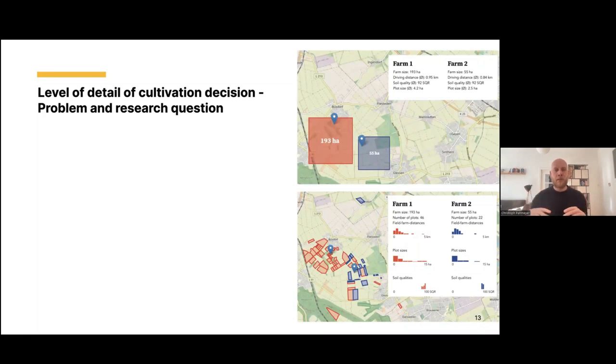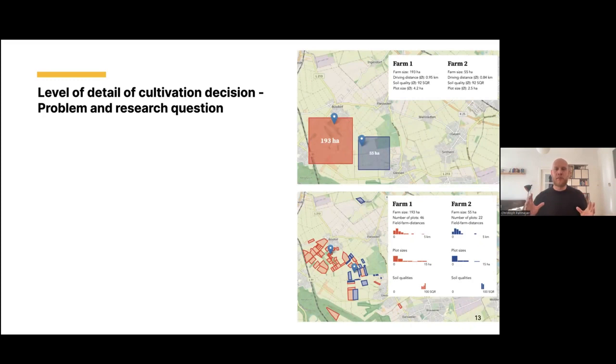And all we knew was, okay, this farm is this big, but we didn't know the single plots, where they're located, what the soil properties are, what the soil qualities are. And below in the bottom picture, you can see the actual plots of that 193 hectare farm, and we can see the distribution of the plot sizes and the farm to field distances and so on.